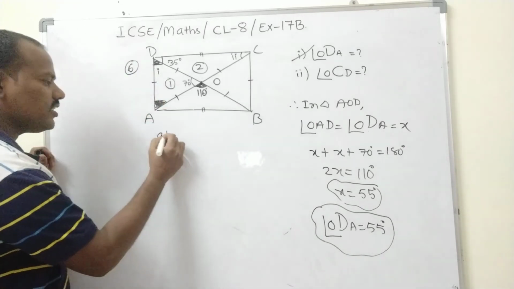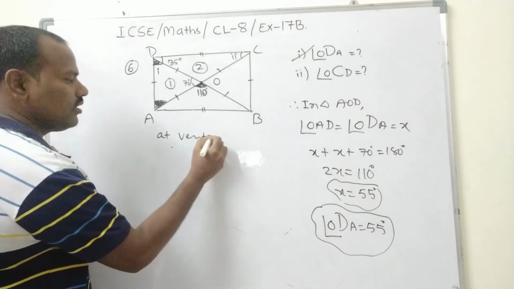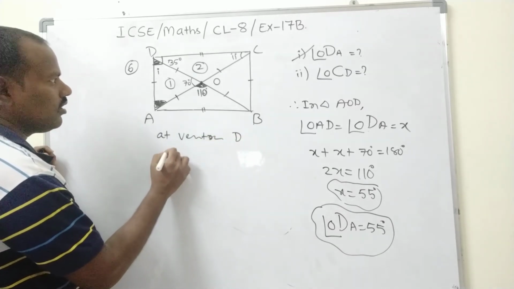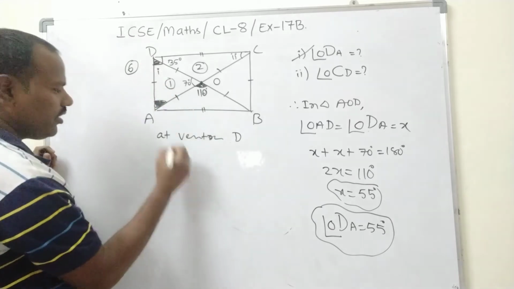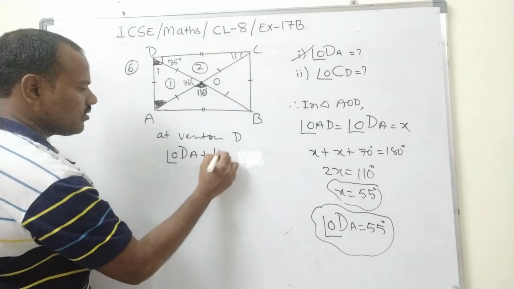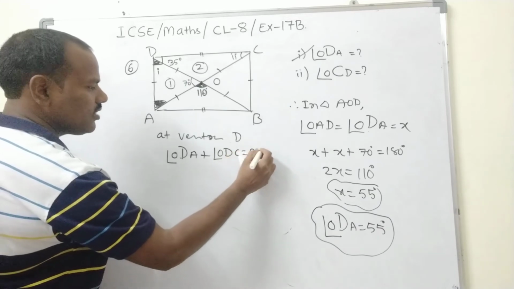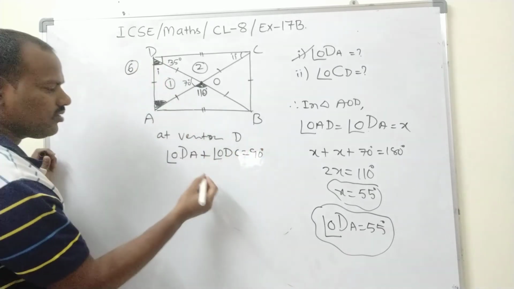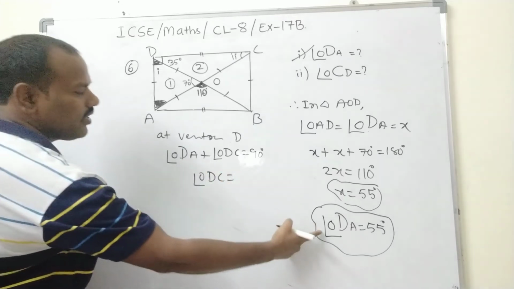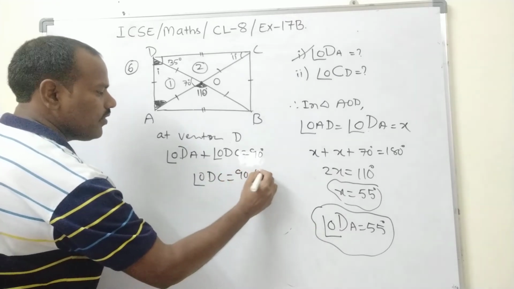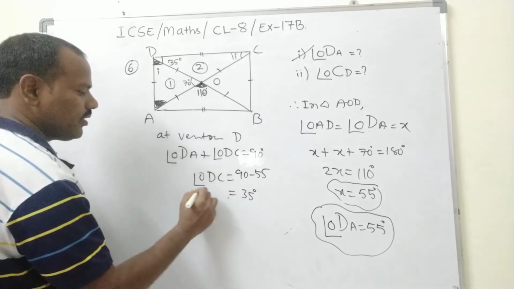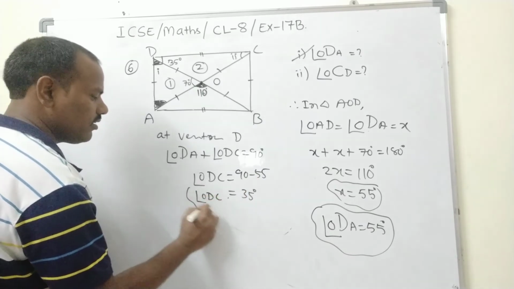At vertex D, what is that angle ODA? Angle ODA plus angle ODC is equal to 90 degrees. Means simply vertex D equals 90. Angle ODC is equal to, already we have the ODA value, so 90 minus 55, which is 35 degrees. So angle ODC is equal to 35 degrees.